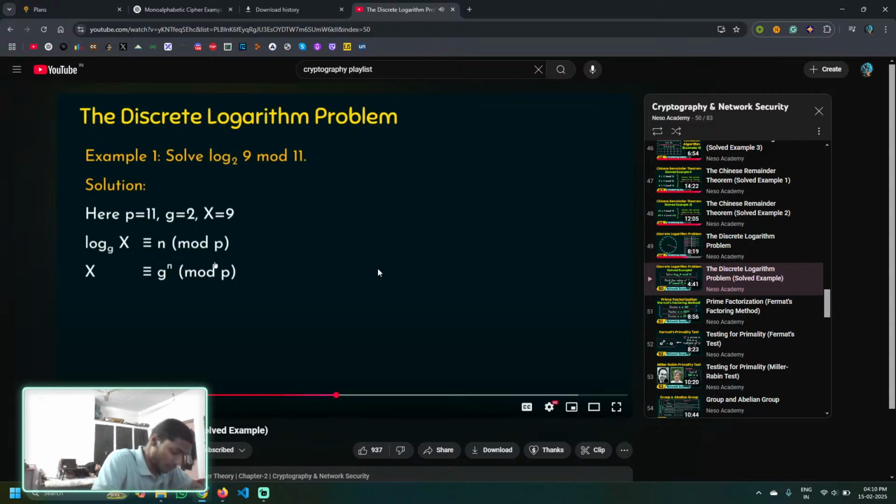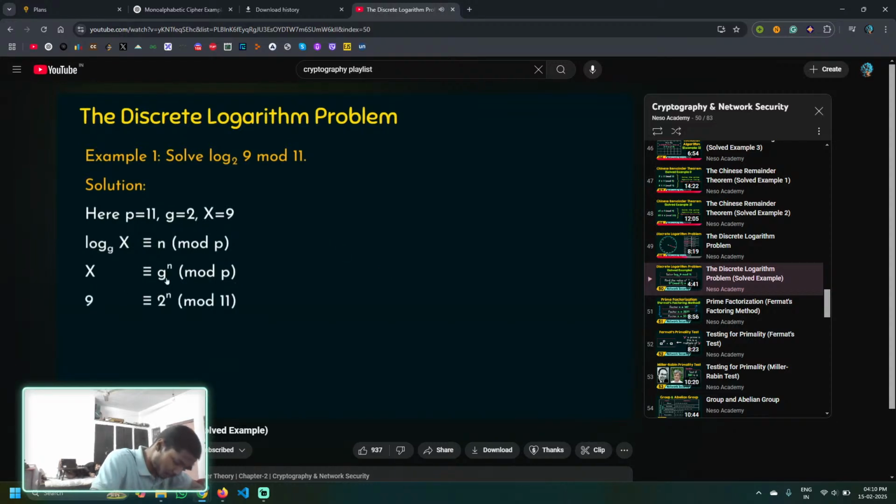We know all the given data in the question. P is equal to 11, G is equal to 2, and X is equal to 9. Just substitute all the values here. X is 9, G is 2, and we are required to find N, and we have P to be 11. So we get the equation 9 is congruent to 2 power N mod 11.